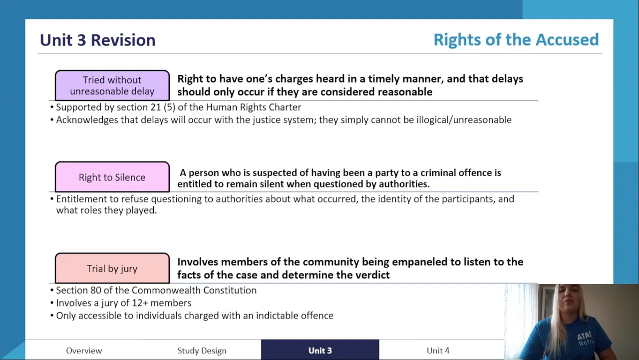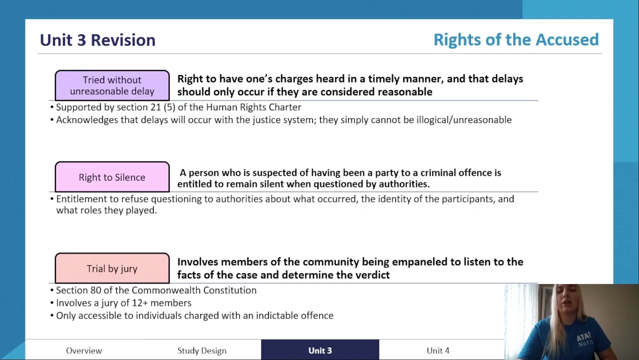So the right to be tried without unreasonable delay refers to the notion that an accused person should have their charges heard in a timely manner, and delays can only occur if they are reasonable. So consider this. You are someone accused of a crime, and there's crazy court backlogs to the point that you're waiting for your trial for years, and you haven't been granted bail, but you didn't even commit the crime. So you've been sitting in jail for years just waiting to be tried. This is exactly why this right exists to prevent things like that from happening.